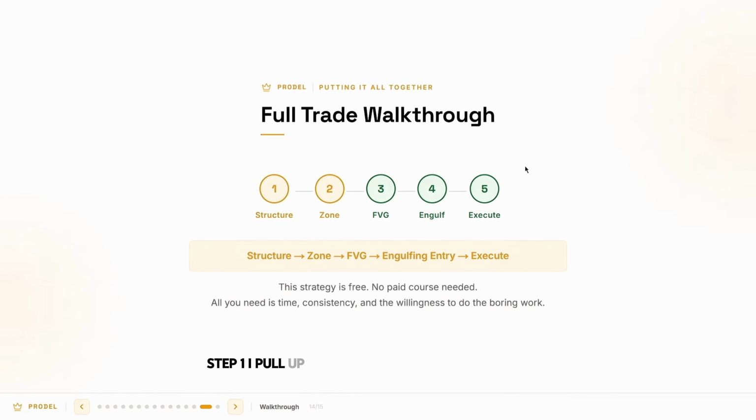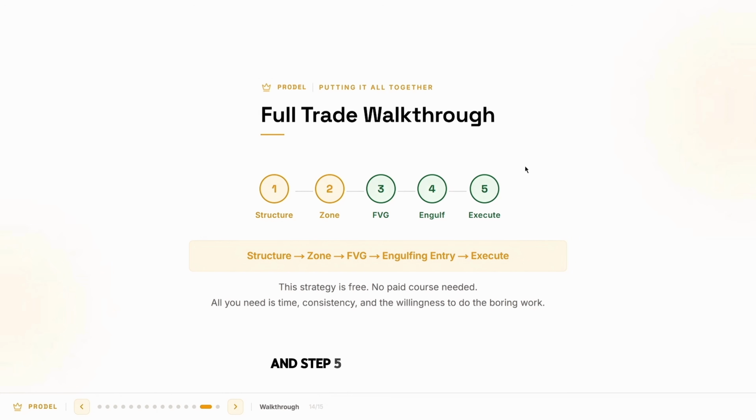Step 1. I pull up the high time frame chart. Internal structure is bearish. Lower highs, lower lows, looking for shorts only. Step 2. I identify my SNR zones. Here, I have an SBR, a previous support level broken. Price has rallied back to retest it. Step 3. I check the FEG. I drop to the lower time frame chart and watch price pull back into the zone.